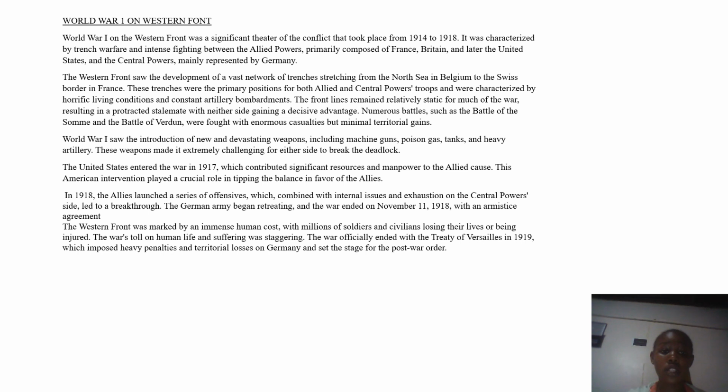The Western Front was developed on a vast network of trenches stretching from the North Sea in Belgium to the Swiss border in France. The trenches were primarily positioned for both Allied and Central powers troops and were characterized by horrific conditions and constant artillery bombardments. The front lines remained relatively static for much of the war, resulting in protracted stalemates, with neither side gaining a decisive advantage.